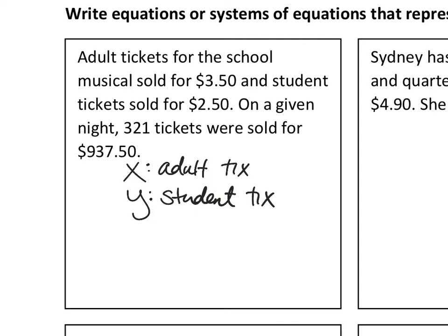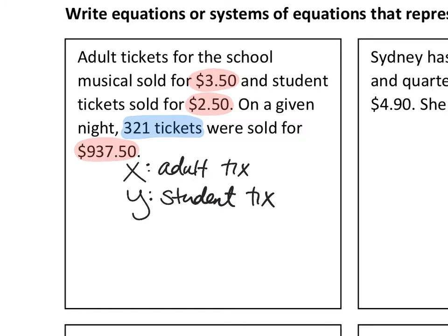Once we've defined our variables, we reread the question and highlight things that are important. Numbers are important and labels are important, and maybe some whole sentences are important. It says adult tickets for the school musical sold for $3.50 and student tickets sold for $2.50. On a given night, 321 tickets were sold for $937.50.